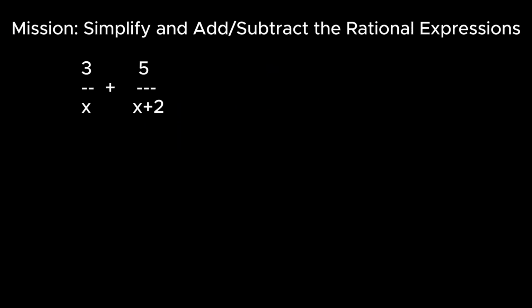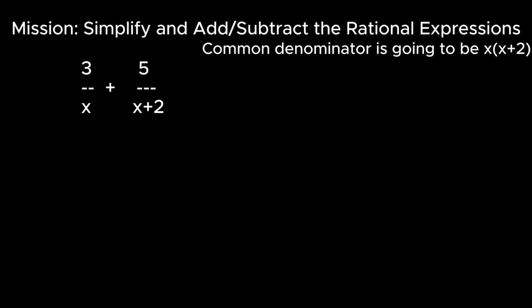What's good, everybody? Today we're going to learn about how to simplify, add, and subtract rational expressions. Right now we have these two terms with unlike denominators. In order to get a common denominator, the common denominator is just going to be these denominators multiplied together. So, the common denominator is going to be x times x plus 2.